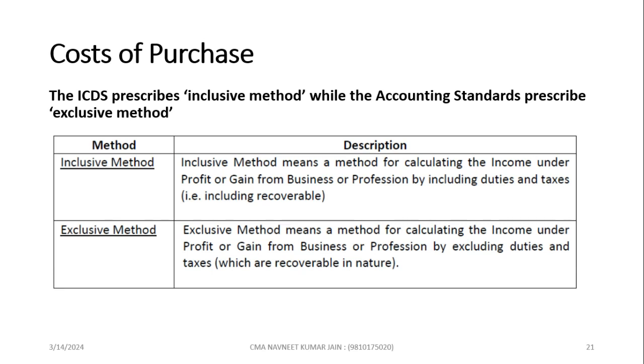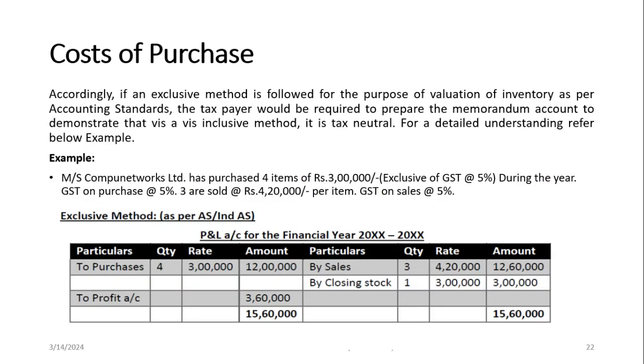Now, exclusive method means a method for calculating the income under the head profit or gains from business or profession by excluding duties and taxes, which are recoverable in nature. Now, let us see how it happens. Accordingly, if an exclusive method is followed for the purpose of valuation of inventory, as per the accounting standard, the taxpayer would be required to prepare the memorandum account to demonstrate that vis-a-vis inclusive method, it is tax neutral. It is not actually disturbing the tax compliance or the tax incidence.